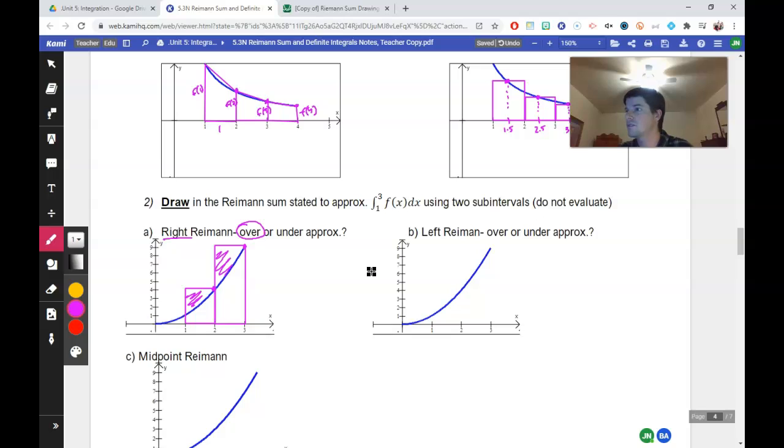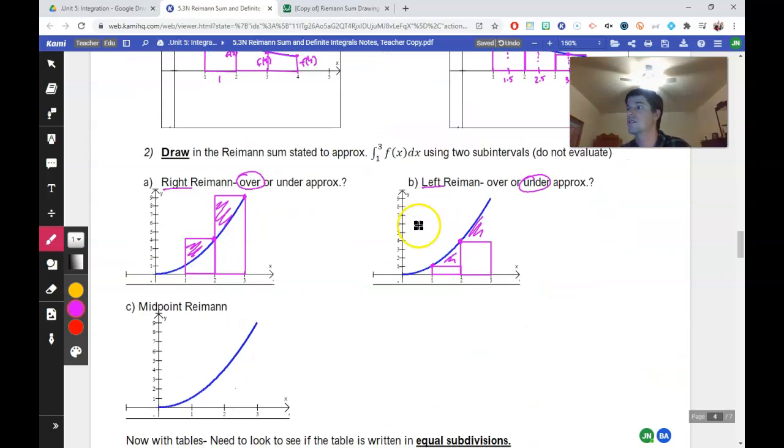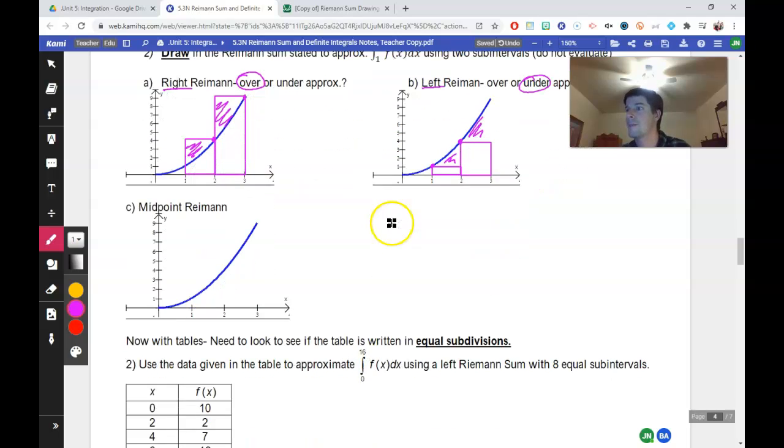Right here, the left Riemann sum, on the other hand, is going to be using these values there and there. And so if I draw this, notice that is now going to be an under approximation, right? Because even though before the left-hand approximation was the over approximation, that's because the function was decreasing. Now that we're increasing, the left Riemann sum is the under approximation, all right?